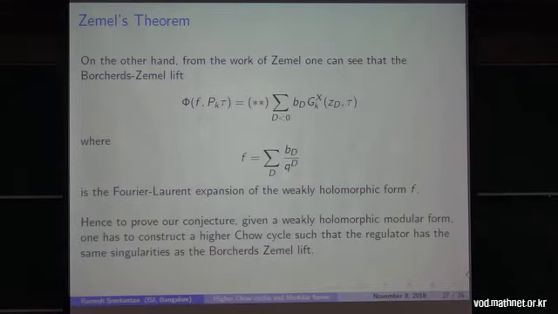Okay, I mean, that's a bit of an artificial way of going around. You should be directly going from the modular forms directly to the higher Chow group, but sort of you have to go to this intermediate stage of these higher Green's functions. Okay.